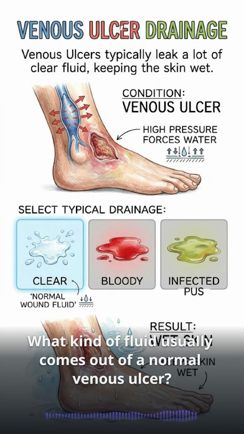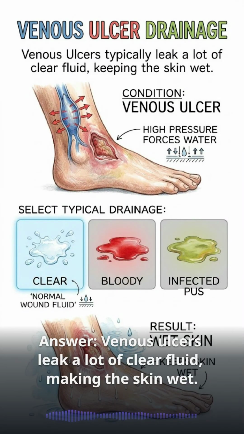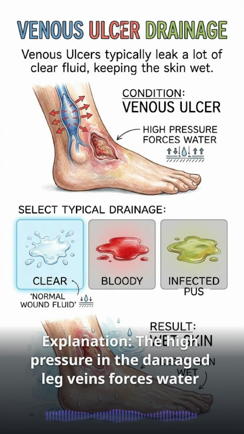36. What kind of fluid usually comes out of a normal venous ulcer? Venous ulcers leak a lot of clear fluid, making the skin wet. The high pressure in the damaged leg veins forces water through the skin.